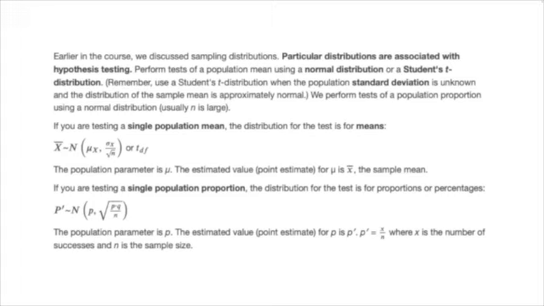The population parameter is mu. So that's your population mean. We use the mean of the sample as a point estimate. Same with proportions. We use a sample proportion as an estimate for the true population proportion.